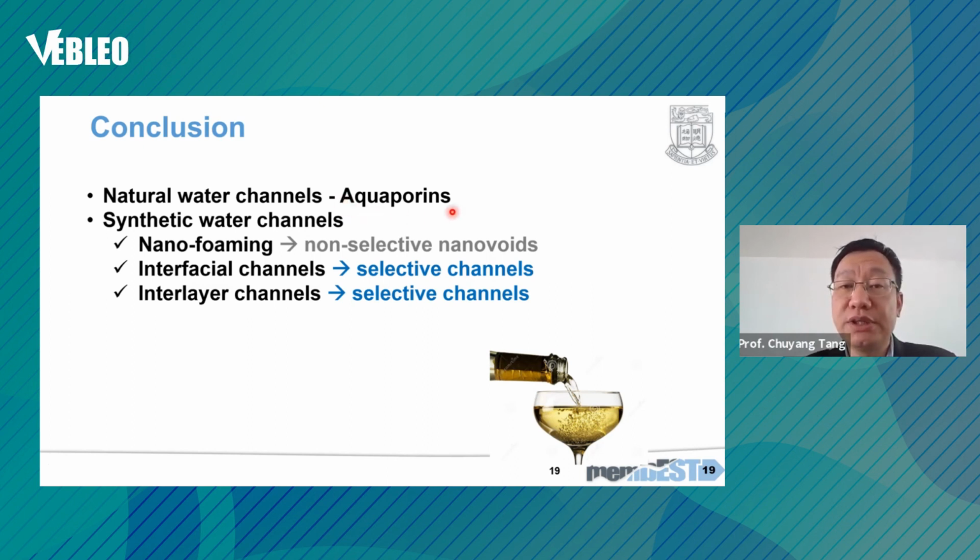I shared with you the use of aquaporin proteins, and indeed, if we use nanotechnologies, we can use nanofoaming to create additional voids. Unfortunately, those voids are non-selective, but by reducing the length scale of those channels, we can eventually create more selective channels. You can create interfacial channels, you can use porous materials which have intrinsic channels, or you can use a microporous interlayer that contains a lot of water channels. Those channels are also selective, and we have demonstrated an order of magnitude enhancement in water permeance and, at the same time, major enhancements in membrane selectivity.